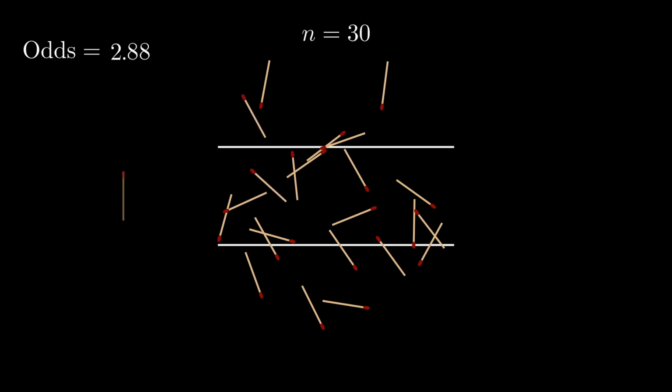But what do you think would happen if we toss more matches? Like, a lot more. Will the odds continue to fluctuate or will they converge to a specific value? First of all, let's change our viewpoint since things will get a bit cluttered if we toss 100,000 matches onto our paper. Instead, we'll graph the results.